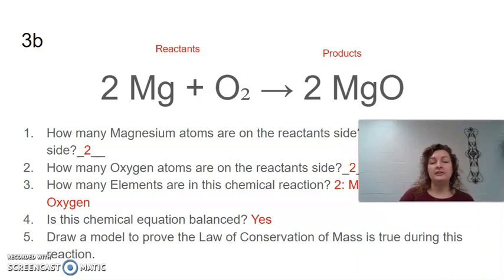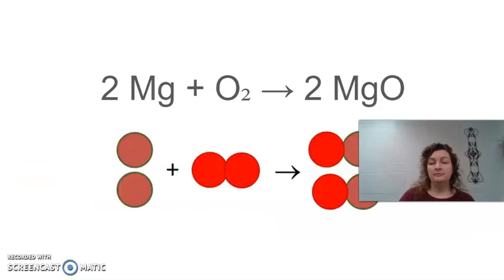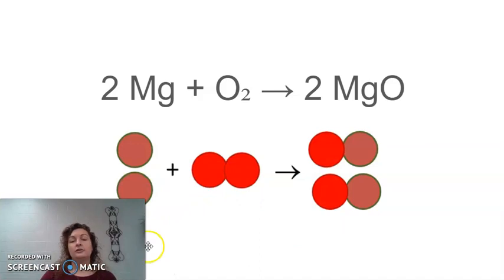Okay, and the last one says, draw a model to prove that the law of conservation of mass is true during this reaction. So here is the model that I'm going to show you all. In order to draw this correctly, you need to draw it in circles, okay? And you can use different colors, you can use patterns. If you don't have colors, you can make polka dots or stripes or whatever inside your bubbles to indicate different elements. Because if they look the same, we consider them the same.